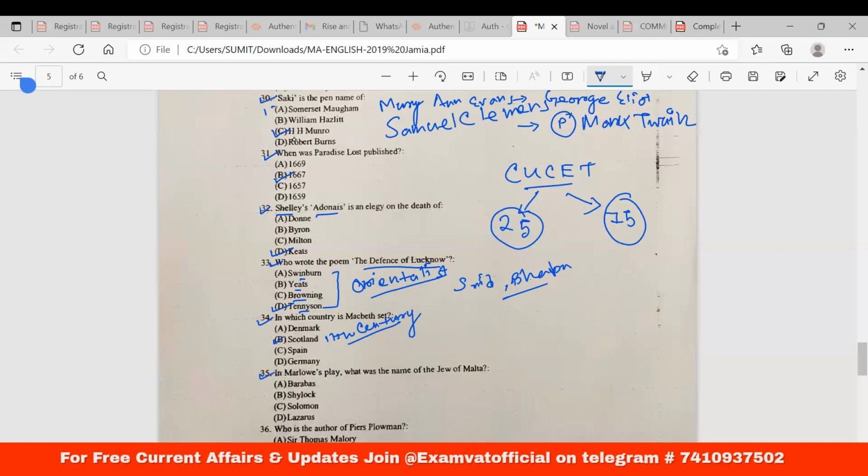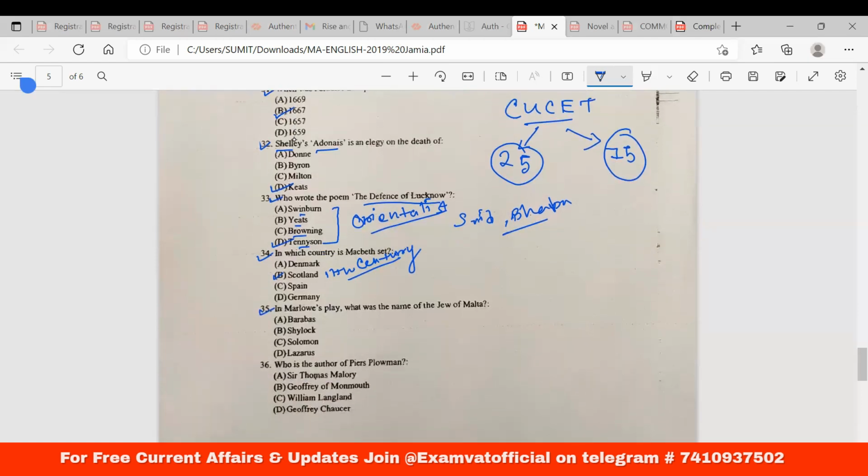Next question. In Marlowe's play, what was the name of the Jew of Malta? Okay, so it's Barabas, right? And the setting year would be 1565, but the play was published in 1589 or 1590, you can say. So 1589 to 1590.